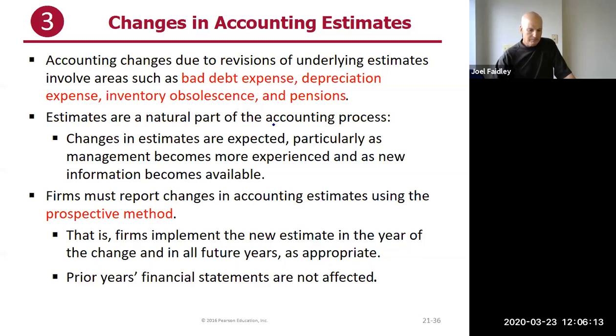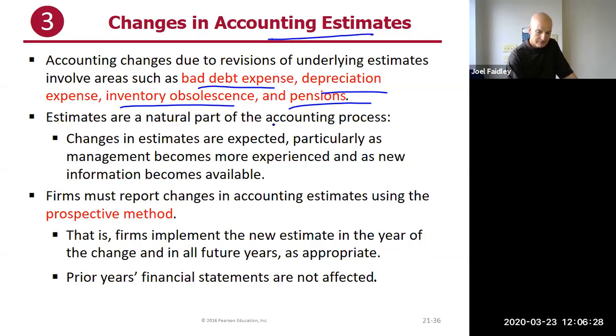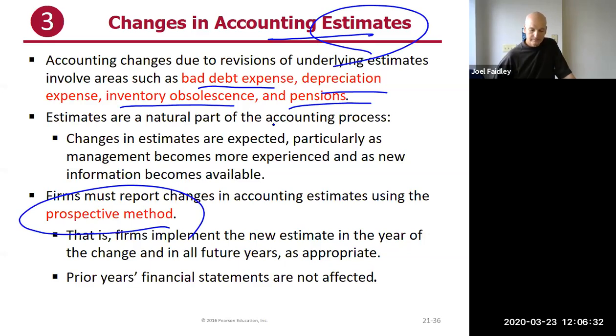They use several examples there. Bad debt, depreciation, inventory, pensions. That's a good one. We just covered that, didn't we? A couple chapters ago. And so for accounting estimates up here, we're going to use the prospective method. Current period when the books are open forward.